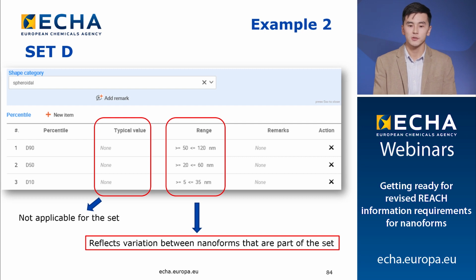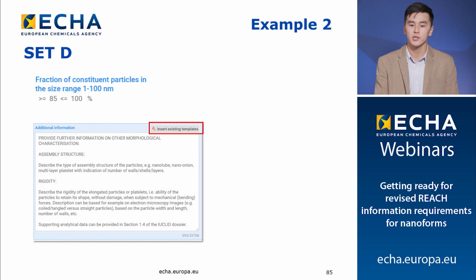In addition, fraction of constituent particles in the size range from 1 to 100 nanometers must be provided. And in case any other information is available on morphological characterization, please add it in the field additional information.